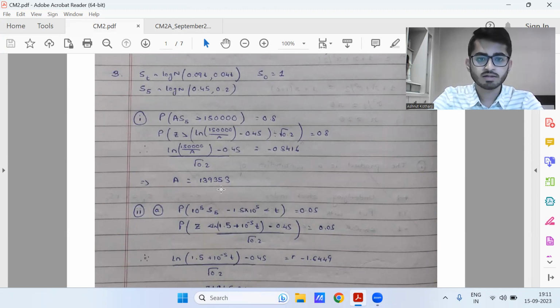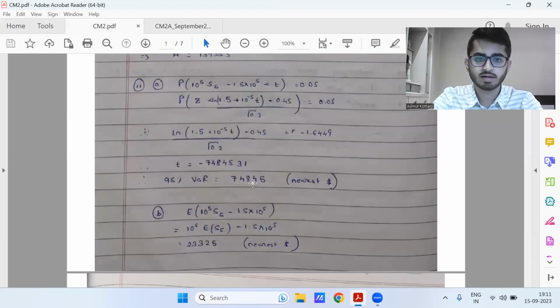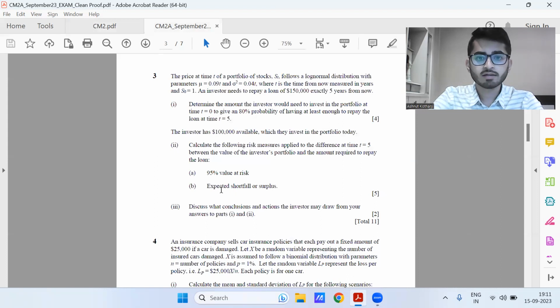So I'm getting A as 139,353, part 2A. I'm getting the 95% VaR as 74,845, rounded to the nearest dollar. And for the last part, you might think this is finding expected shortfall, something like tail VaR, but no, that is not the case. The question clearly states expected shortfall or surplus, so it's not conditional on a shortfall being there. We could have a surplus as well. So this is nothing but finding the expected value of the portfolio minus the benchmark, which is 1,50,000 over here.